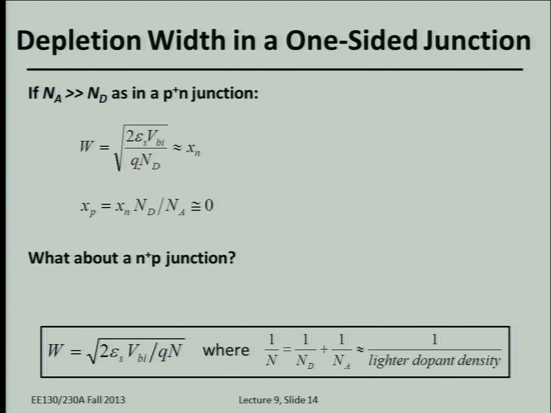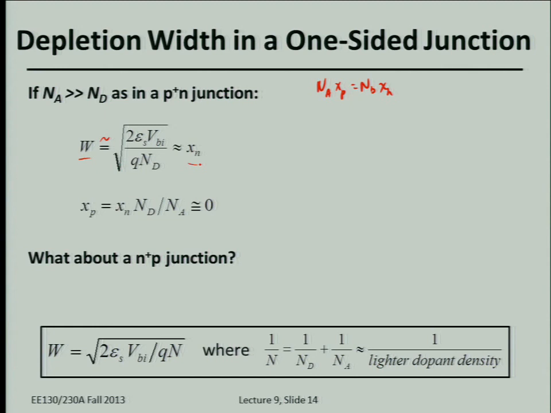Then we can just say the depletion width is going to be inversely proportional to the dopant concentration on the N side. And x sub n is going to be much greater, because NaXp is equal to NdXn. So if Na is much greater than Nd, then Xp must be much smaller than Xn. So most of the depletion region is on the N side, so the width of the depletion region is approximately equal to x sub n.